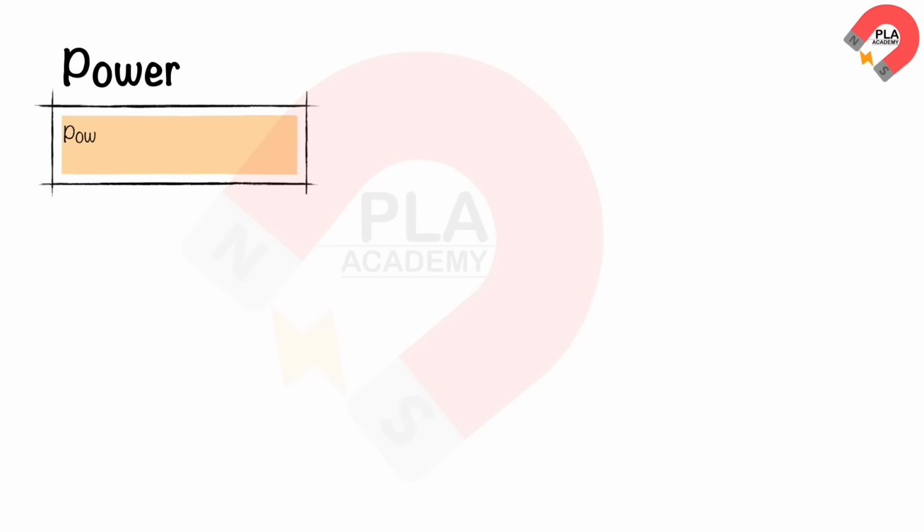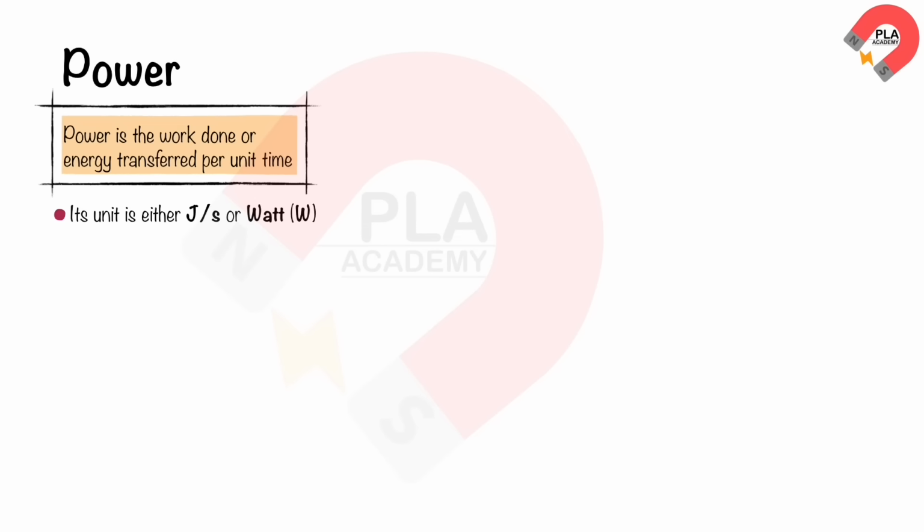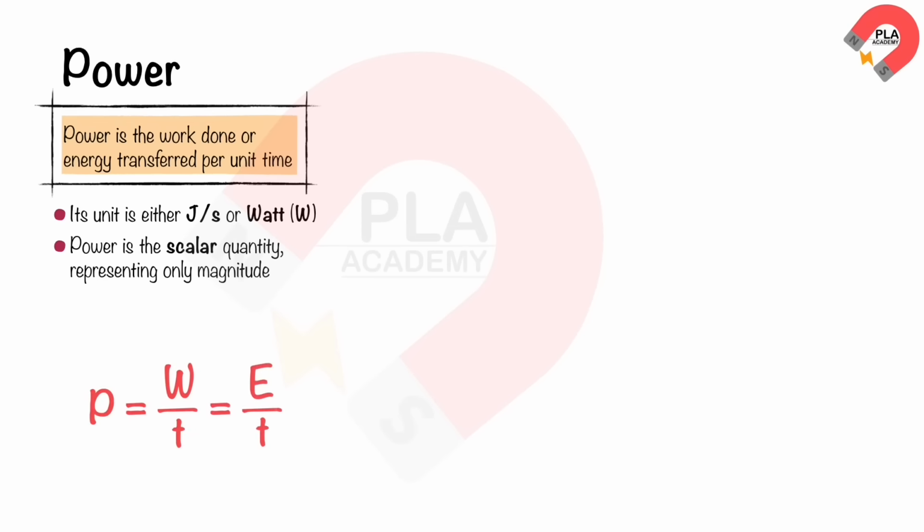Power. Power is defined as the work done, or energy transferred, per unit time. Its unit is measured in joules per second, or watt, W. Power is a scalar quantity, representing only magnitude. The equation of power can be expressed as P equals W divided by t, or E divided by t, where P is the power in watts, W is the work done in joules, t is the time in seconds, and E is the energy in joules.